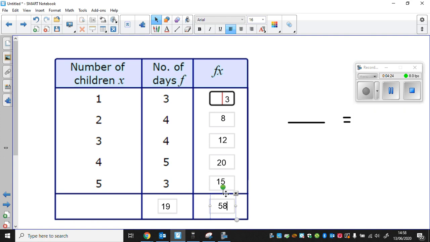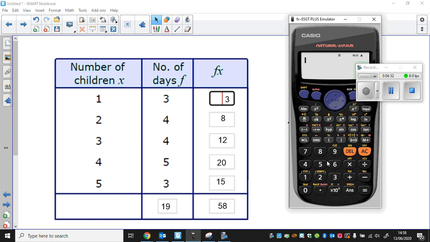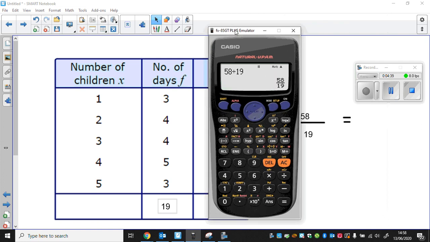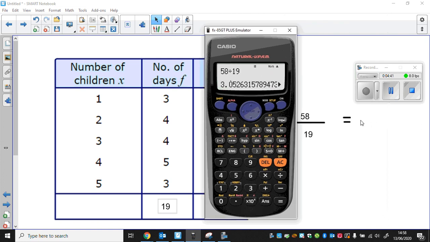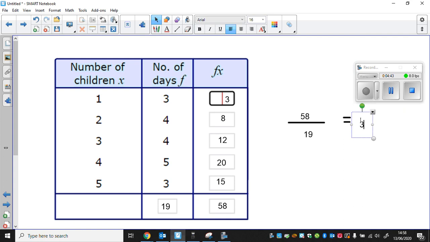So if I'm going to work out the mean, I'm simply going to do 58 and divide it by 19. Okay, so I can get my calculator and do 58 divided by 19 and press equals. Press S to D, and that tells me that the mean was about 3.056, so 3.1. So that is the mean. The average amount of children off, the mean amount of children off, was 3.